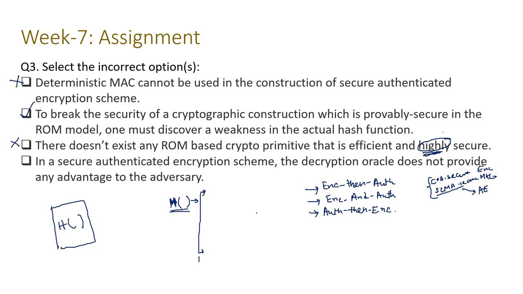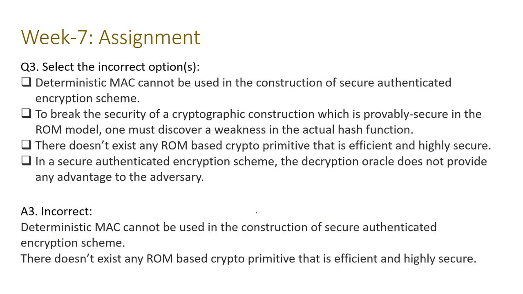In a secure authenticated encryption scheme, the decryption oracle does not provide any advantage to the adversary. They are talking about a secure authenticated encryption scheme. If it is a secure authenticated encryption scheme, then it is already CCA secure. So if it is CCA secure, then of course the decryption oracle should not provide any advantage to the adversary, right? So the incorrect statements are the first one and the third one, right?